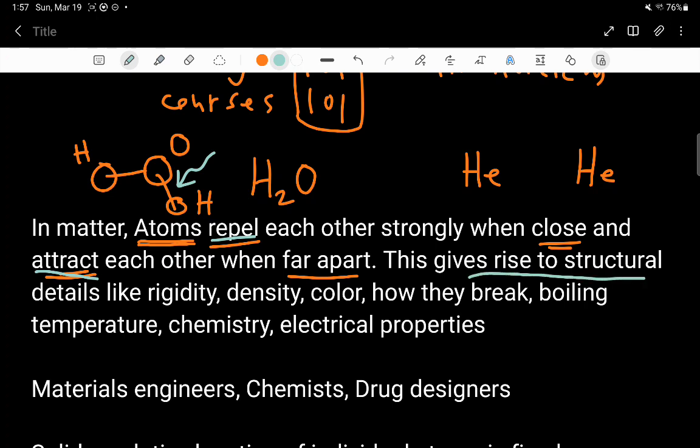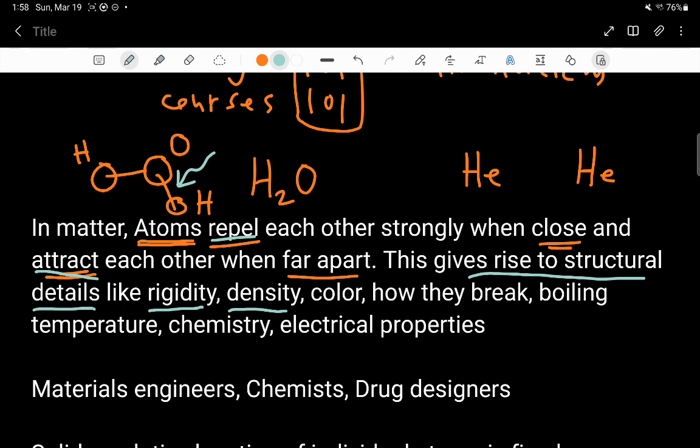they are what give rise to the structural details of the material, like how rigid is it? Like diamond is very rigid, can scratch glass. Or what's the density of it? Like lead. Lead is a very dense material in the sense that you can have a very small volume of lead, but it will be very, very massive.